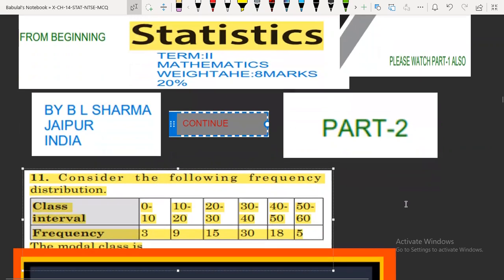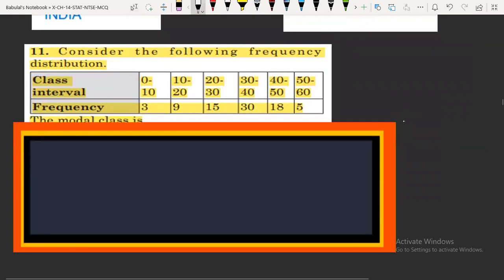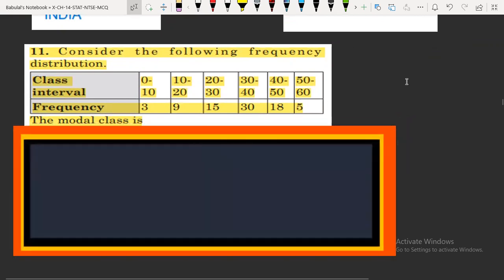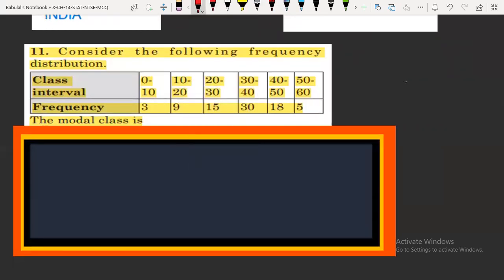Question number 11 is: consider the following frequency distribution. The class intervals are given: 0 to 10, 10 to 20, 20 to 30, 30 to 40, 40 to 50, 50 to 60 with their frequencies. And we have to find out the modal class. Student, here modal class means the class having the highest frequency, the maximum frequency.